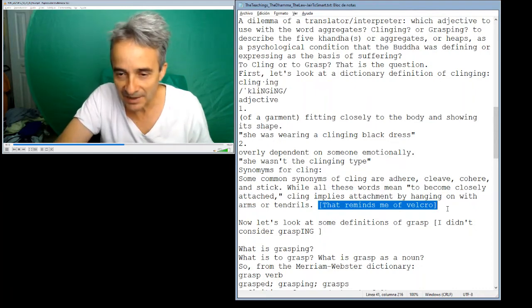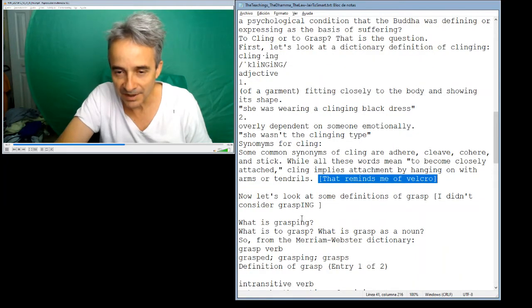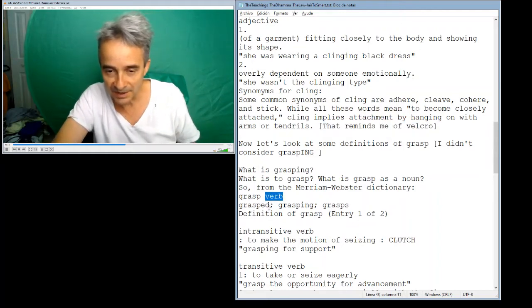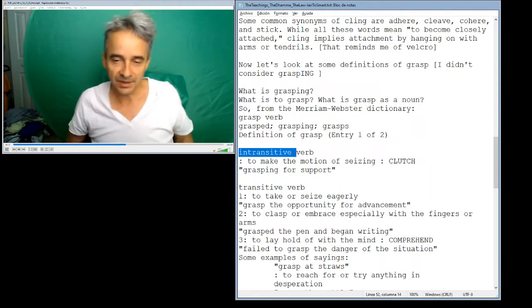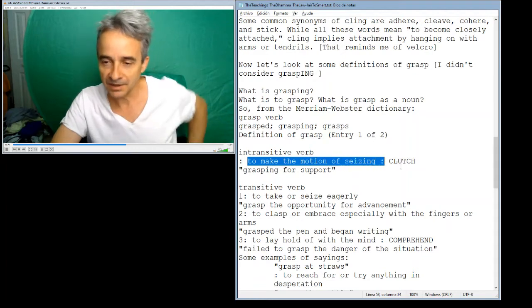Definition of grasp: it comes as a verb or a noun. And under verbs, it comes as an intransitive or transitive verb. So what is grasping? What is it to grasp? What is grasp as a noun?